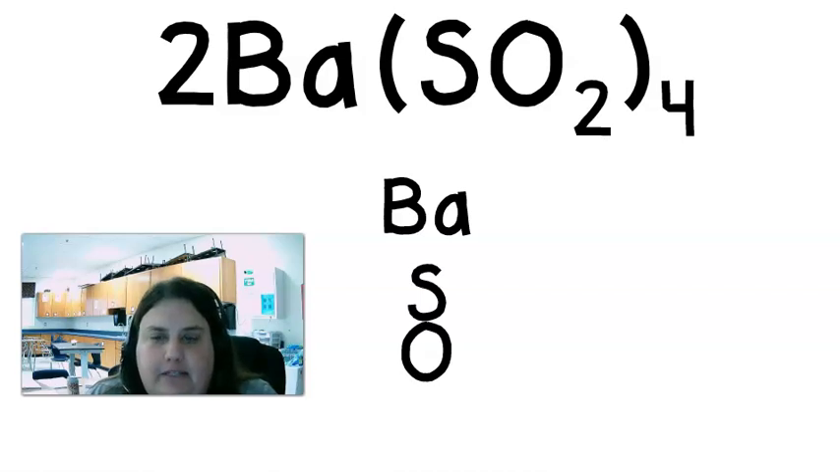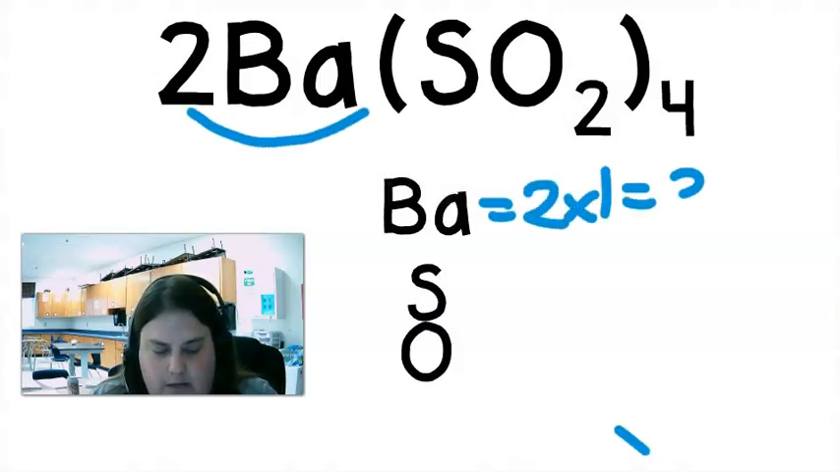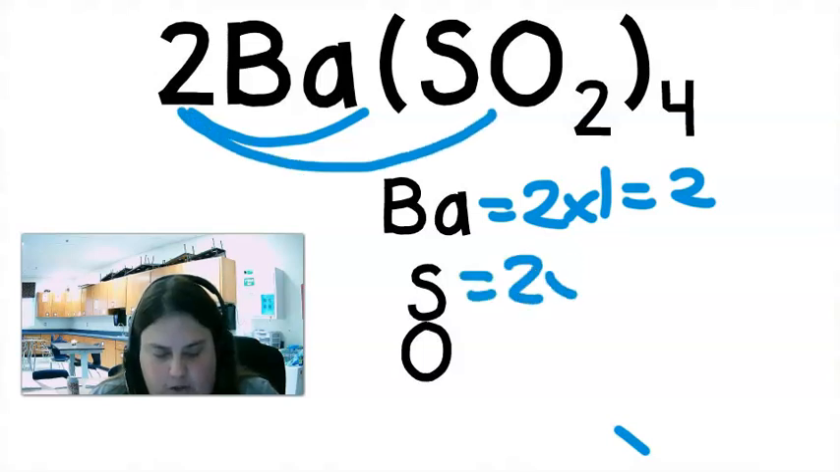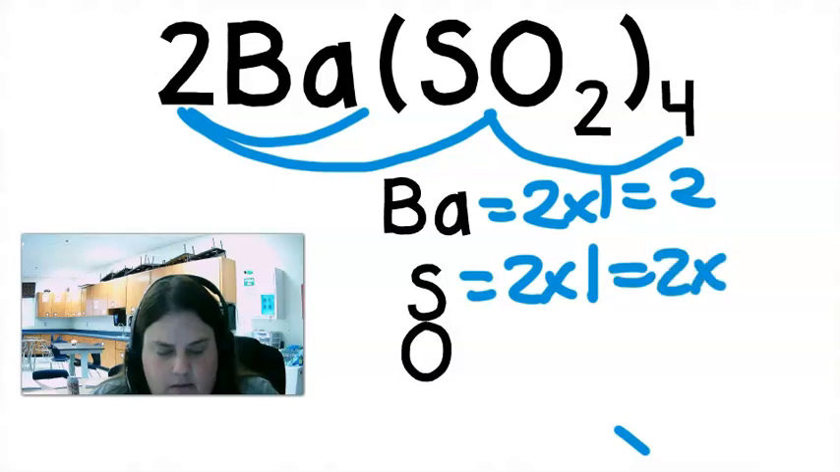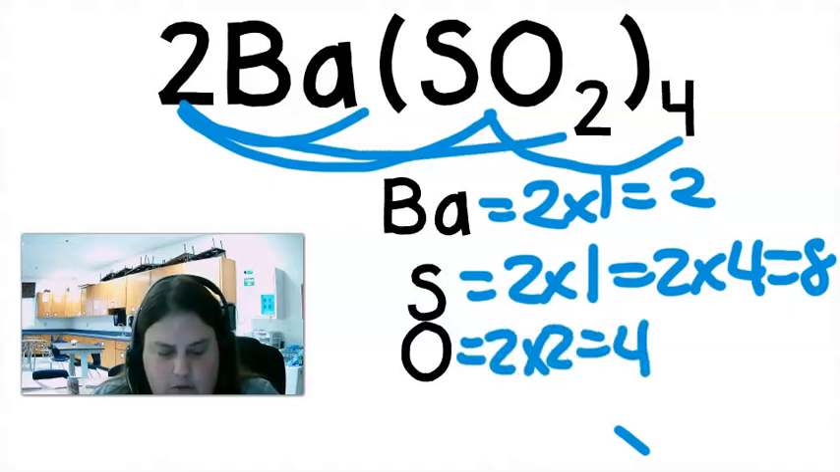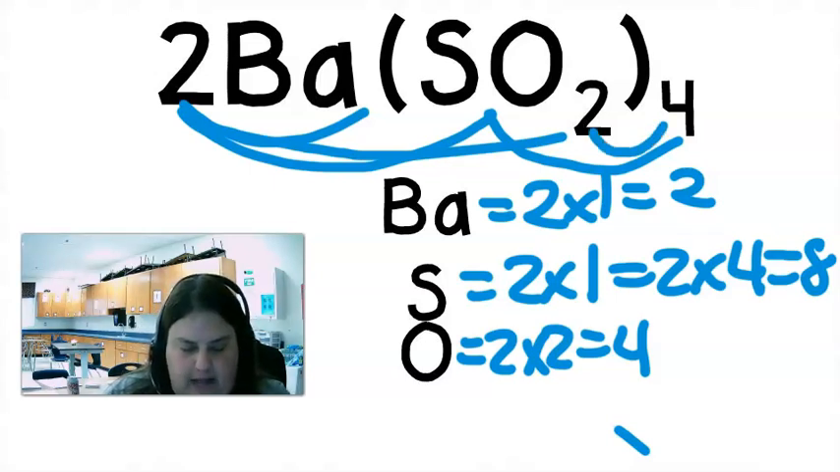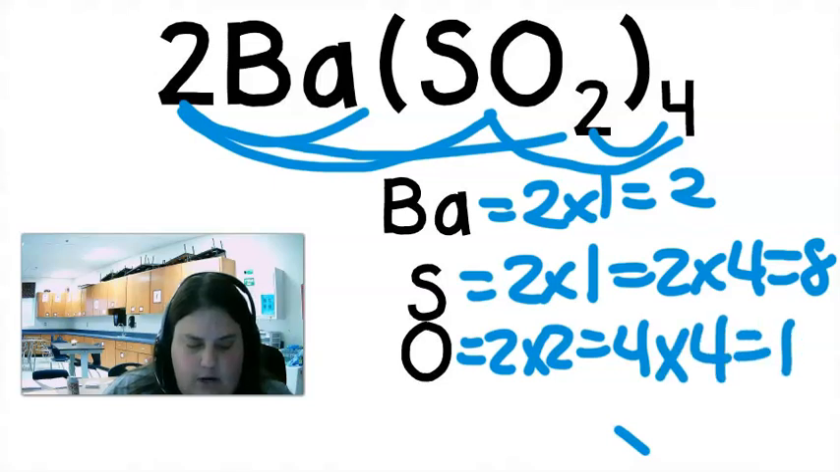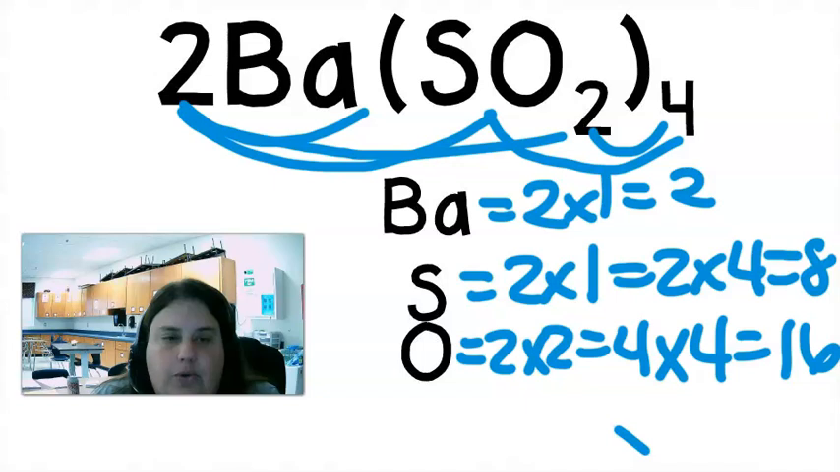In our last formula, it looks very similar to the last one that we just did, but now oxygen has its own subscript, in addition to the subscript that's outside of the parentheses. So we're going to do this exactly how we did the last formula. For barium, it is just 2 times 1. Sulfur is going to be 2 times 1 times 4. Oxygen is going to be 2 times 2, which equals 4. And then I have to multiply it out by that 4. So 4 times 4 equals 16. And if I want to find the total number of atoms, I would add 2 plus 8, which is 10, and then 10 plus 16, which is 26.